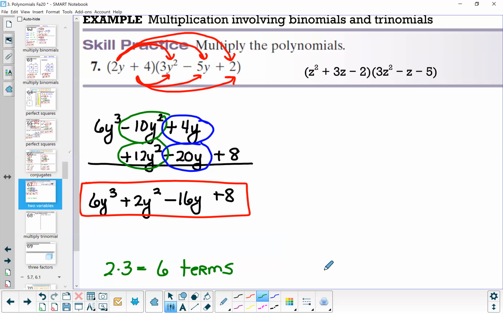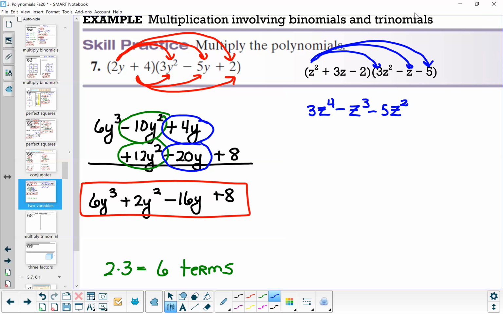All right, hopefully you have successfully finished that. So let's go ahead and try this. I am going to distribute this. Z squared has to distribute to 3 terms in the second set of parentheses. So that's going to give us z squared times 3z squared is 3z to the 4th. Z squared times minus z is minus z cubed. Z squared times negative 5 is minus 5z squared.